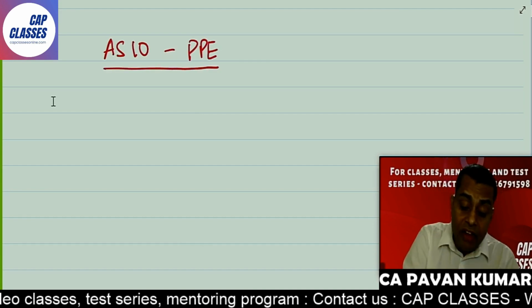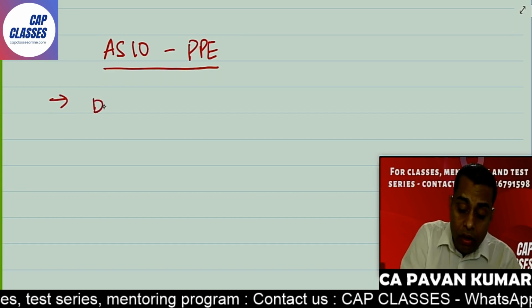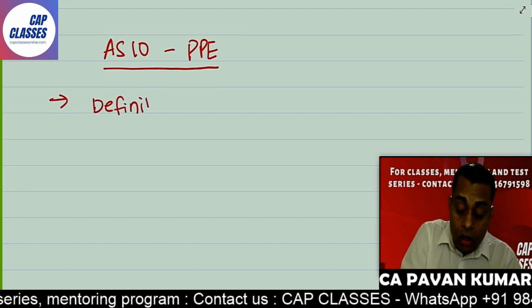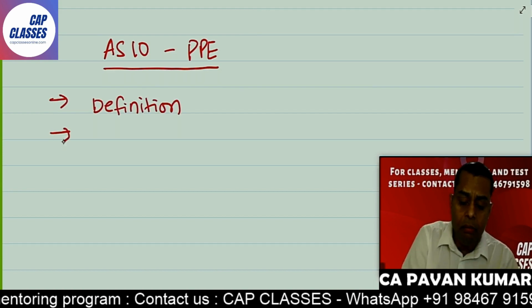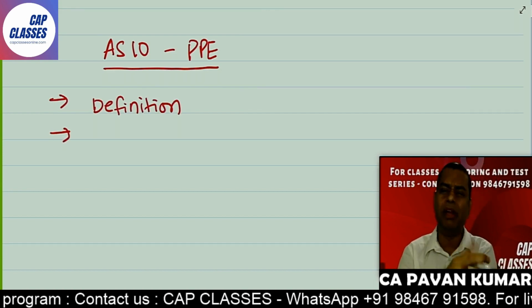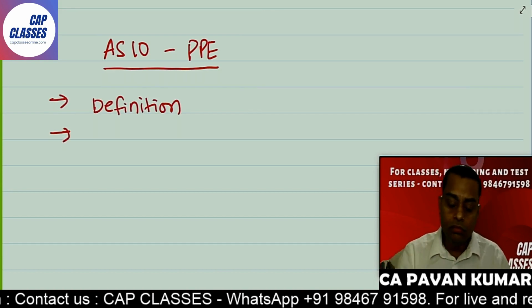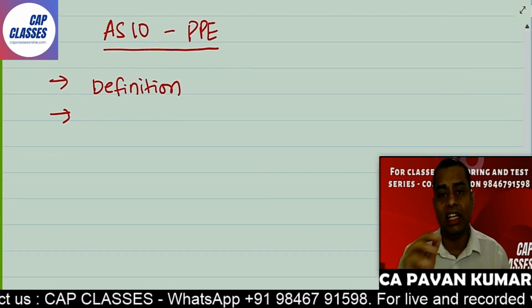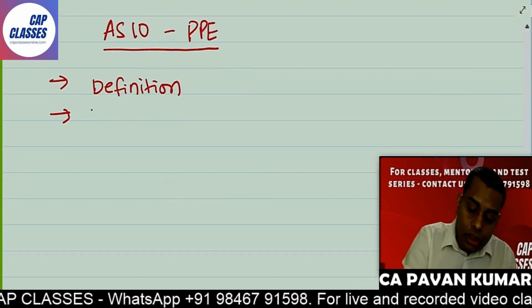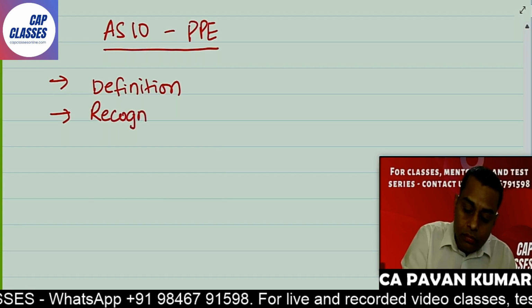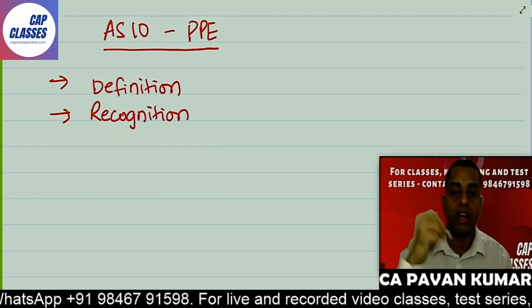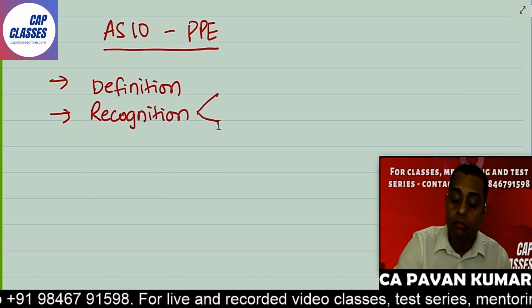In this, the various things to be learnt by you are, first, the definition. What is the definition of PPE? And then meanings of various things. That is the basics, LKG level. I trust you'll be able to do it easily. Second thing is recognition. For recognition, two rules are there.